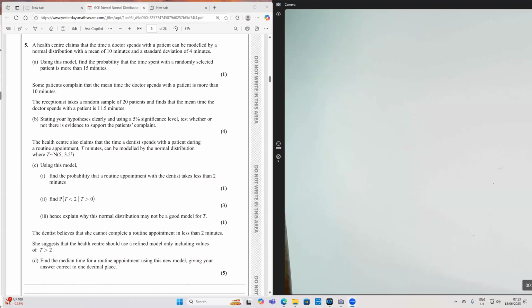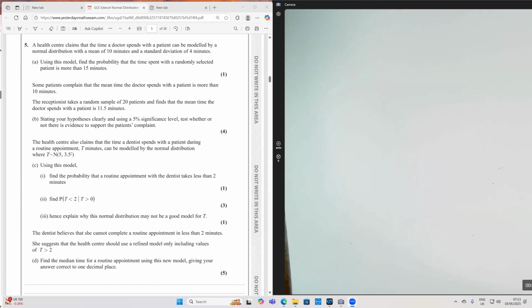Hello everyone, and this is a 14 mark normal distribution question. It says a health center claims that the time the doctor spends with a patient can be modeled by a normal distribution with a mean of 10 minutes and a standard deviation of 4 minutes. Using this model, find the probability that the time spent with a randomly selected patient is more than 15 minutes.